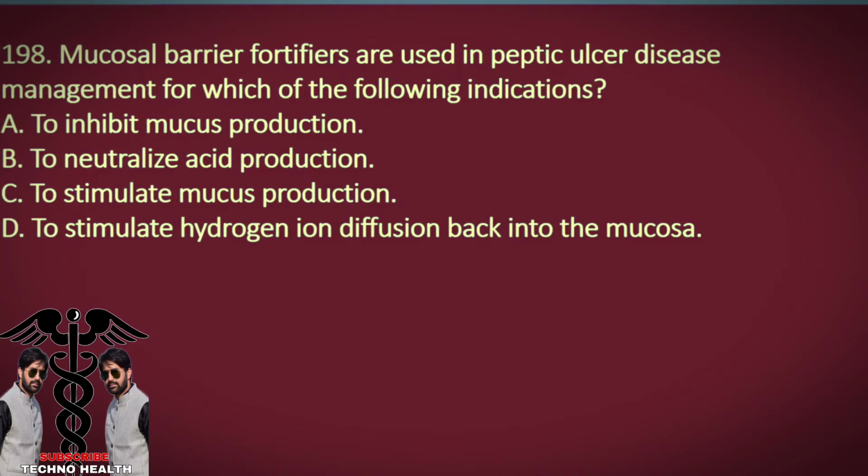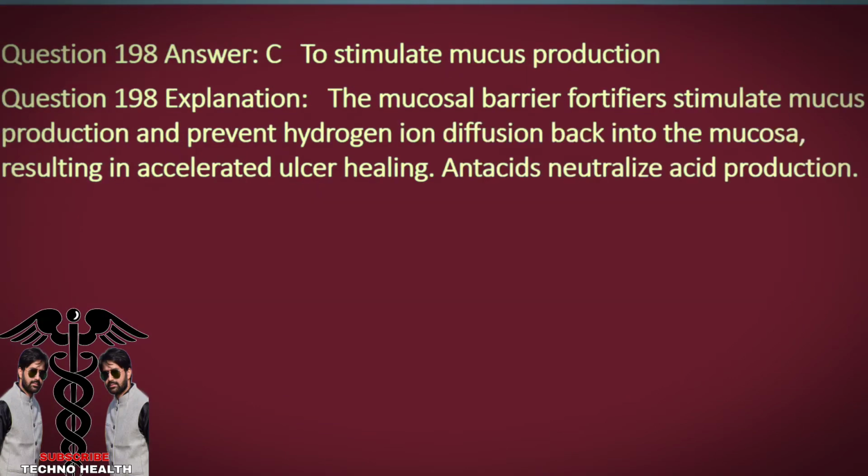Question 198. Mucosal barrier fortifiers are used in peptic ulcer disease management for which of the following indications? A. To inhibit mucus production. B. To neutralize acid production. C. To stimulate mucus production. D. To stimulate hydrogen ion diffusion back into the mucosa. Question 198. Answer: C. To stimulate mucus production.